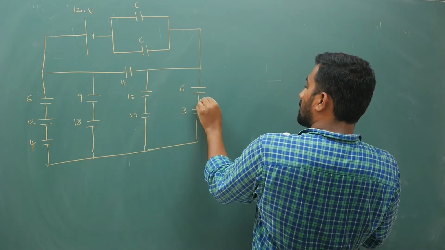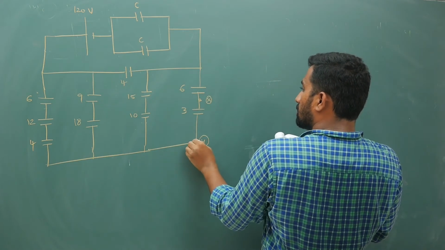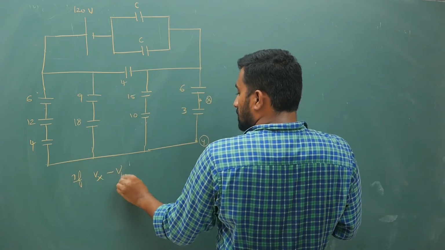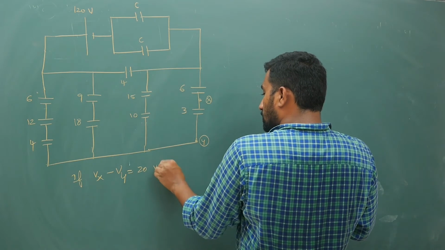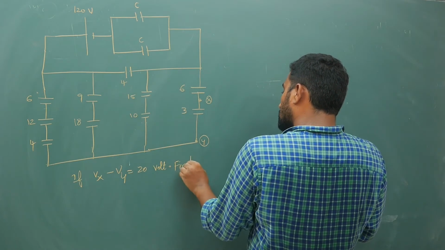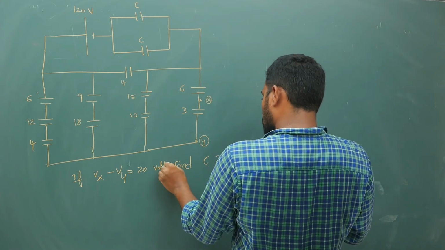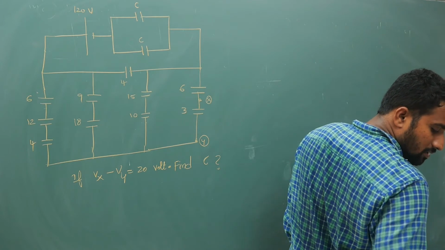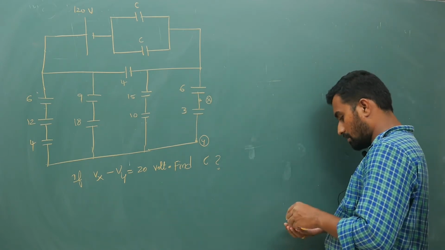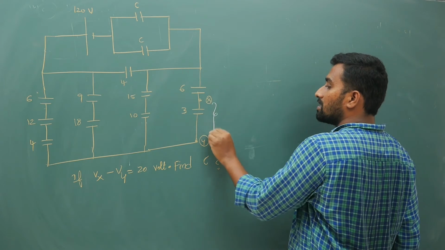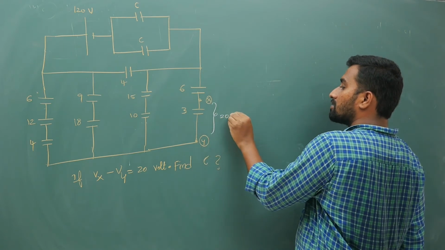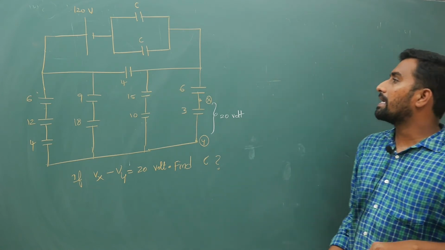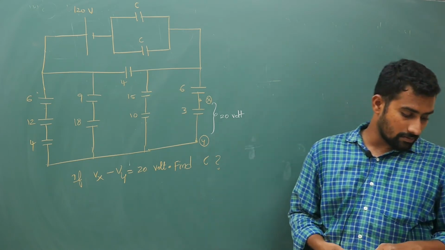This point is your x, this point is your y. Question is, if Vx minus Vy is equal to 20 volt, find C. You are indirectly given the potential difference between these 2 points as 20 volt and you are supposed to find out the value of C. So try this question for a minute, then I will explain the solution.